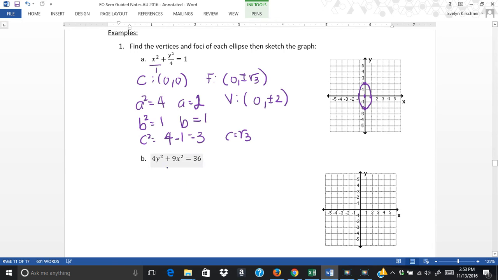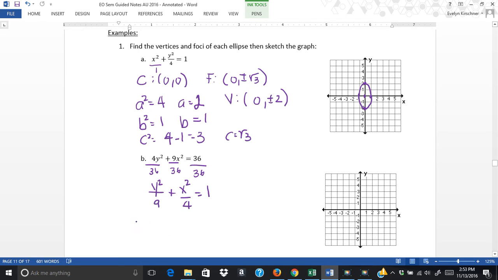Now I have another equation here. It always has to equal 1, so the first thing I need to do is divide everything by 36. And I get y squared over 9 plus x squared over 4 is 1.